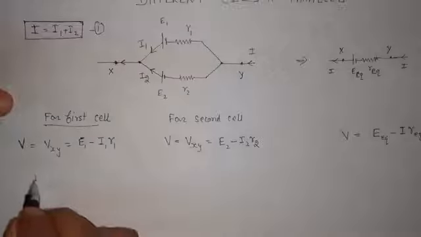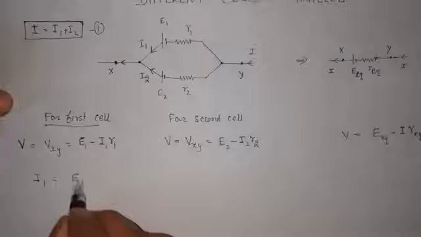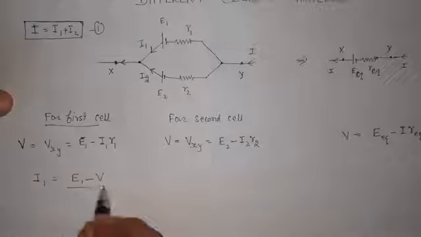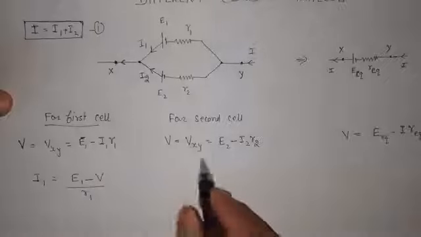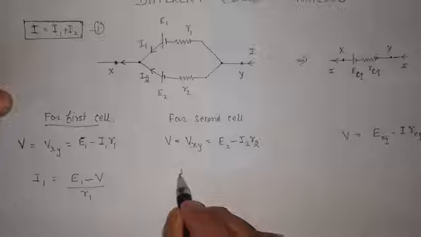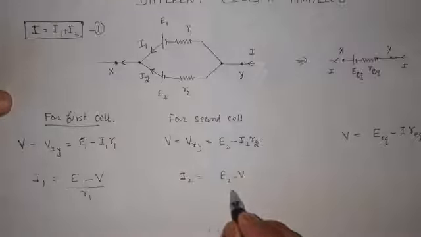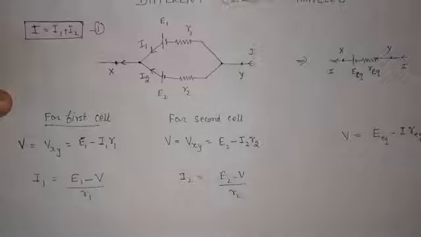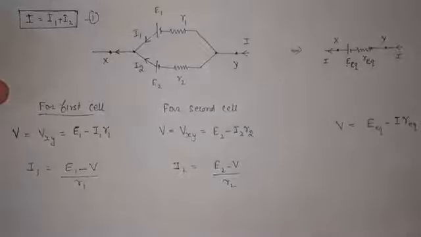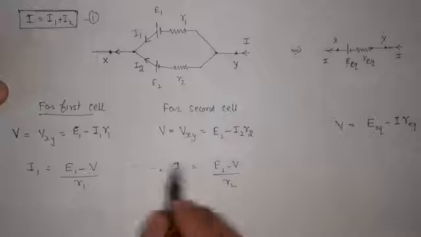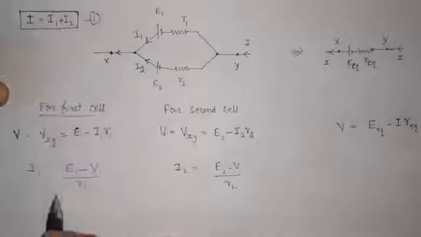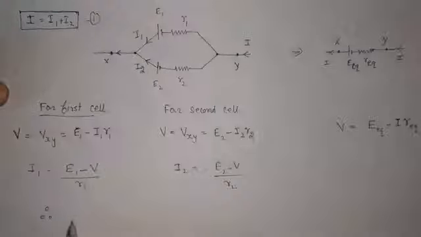So you will find that I1 is equal to E1 minus V upon R1, while I2, from this relation, you will get that it is E2 minus V upon R2. Okay, and put the values in this relation. Therefore, how much is the total current?